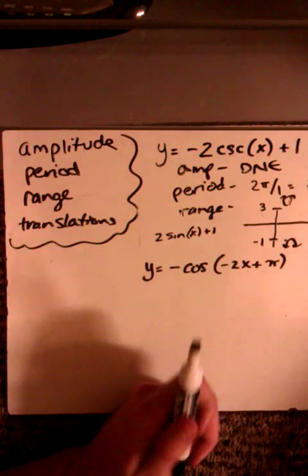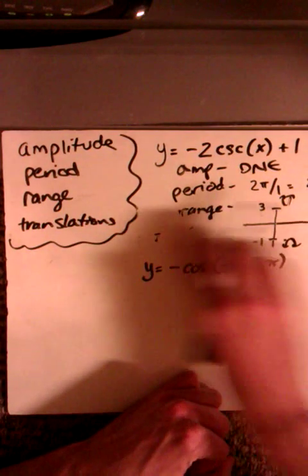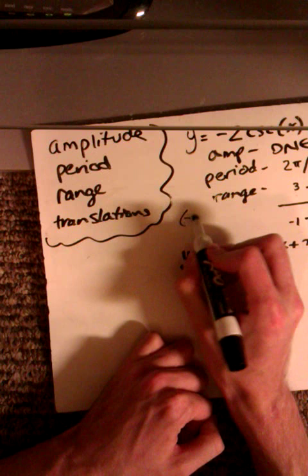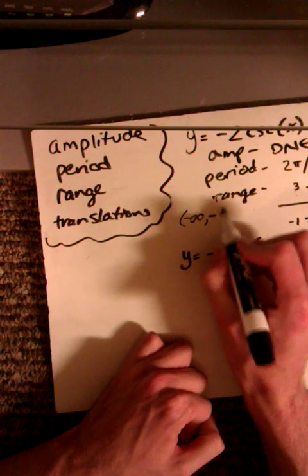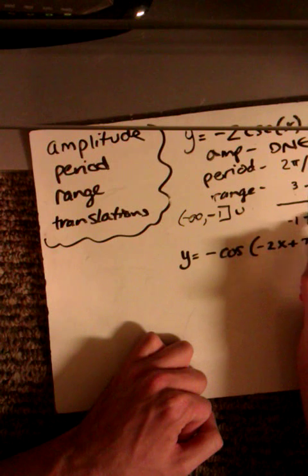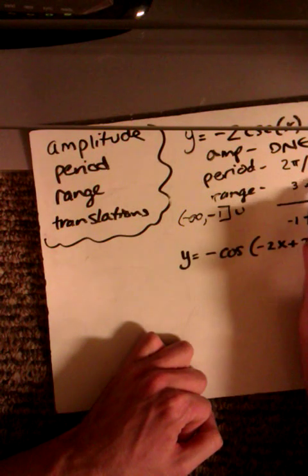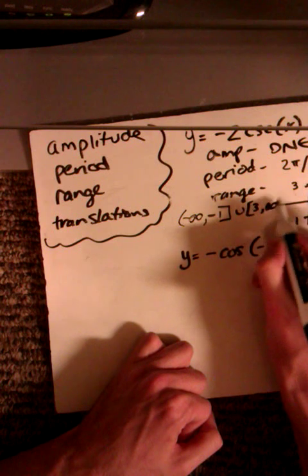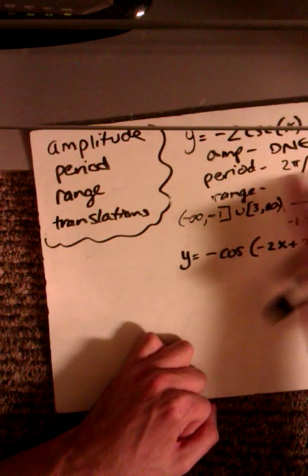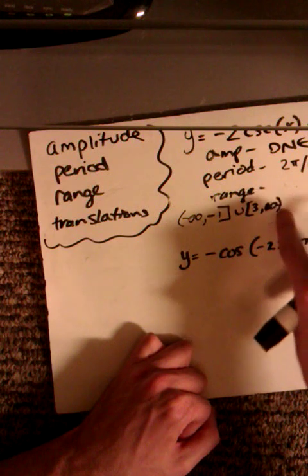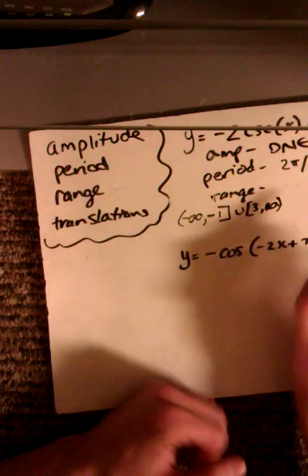So the range for this graph would be between negative infinity and negative 1. So from negative infinity up to negative 1, and then from 3 up to positive infinity. So we write that like this. I'll erase my little graph here to give myself a little more room. So the range looks like this here.